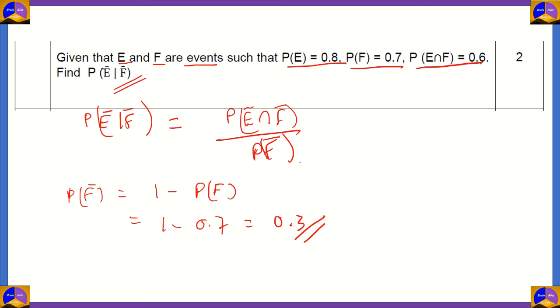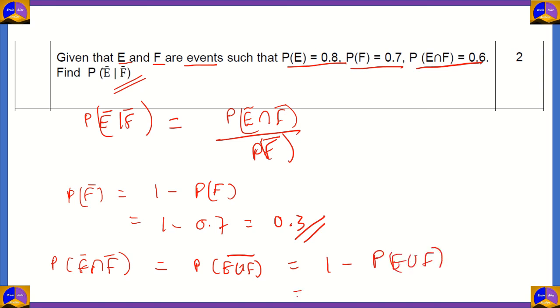Now, we need to find the value of P of E bar intersection F bar. E bar intersection F bar can be written down as E union F the whole bar. That can be written as 1 minus P of E union F, which will then be equal to 1 minus, the formula for P of E union F is P of E plus P of F minus P of E intersection F.